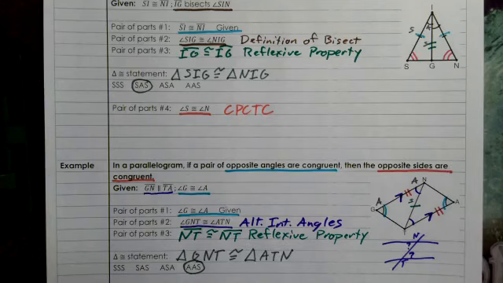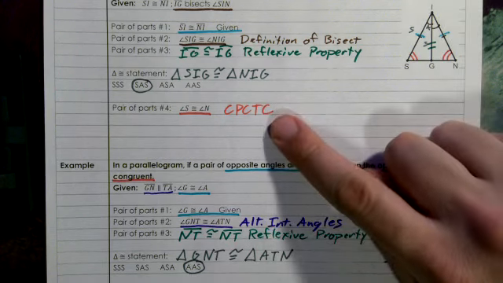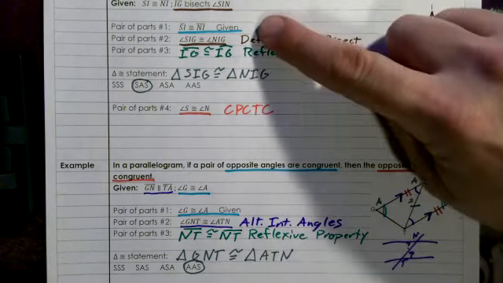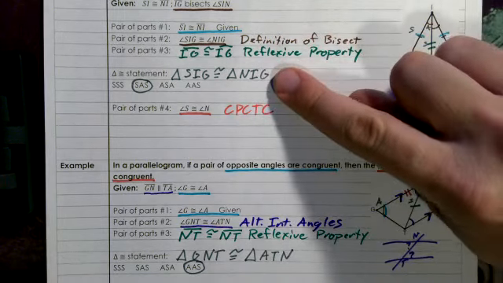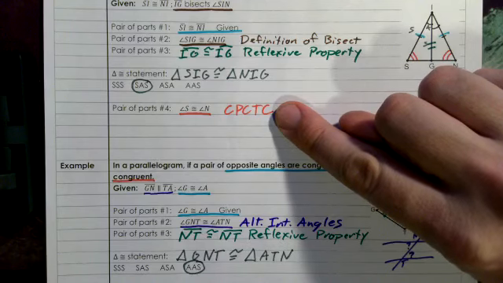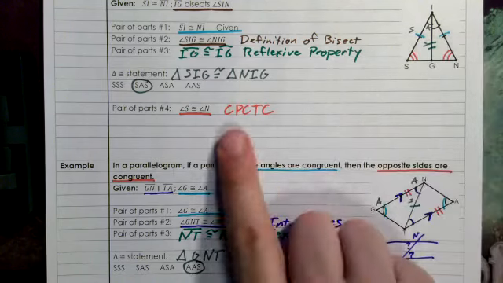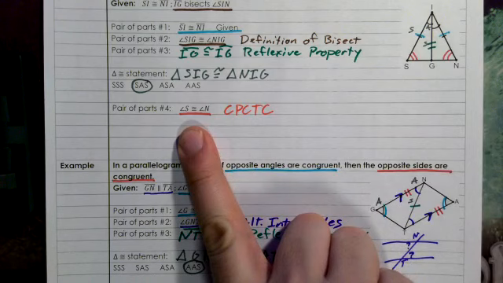That is it for this lesson on CPCTC, which is corresponding parts of congruent triangles are congruent. It is a great tool at the very end of a proof, getting that fourth pair of parts. After you prove three things, you get the triangle, and then you can just slap on this CPCTC, and you can say any corresponding parts of the triangles are congruent.